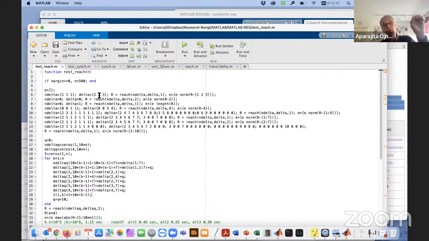So that means the sequence, you're going from state 1 to state 2 to state 3, but you also have a self loop in state 3. So from state 3, you're going back to state 3. And for that, you can also generate the reachability. And of course, in this case, the reachable states are simply 1, 2, and 3.